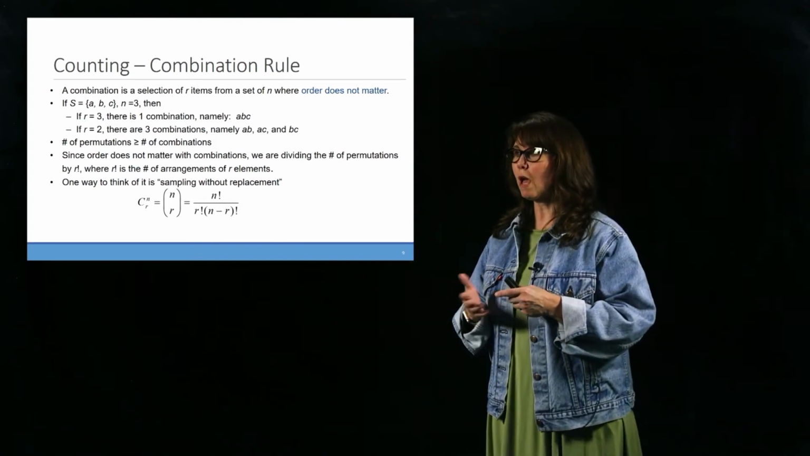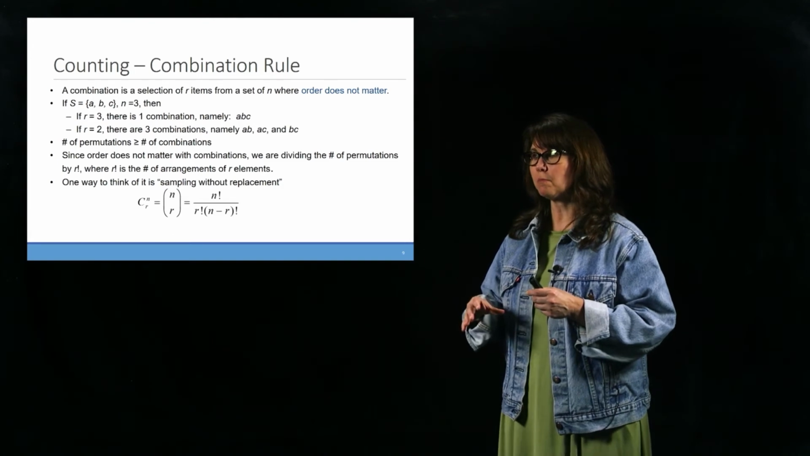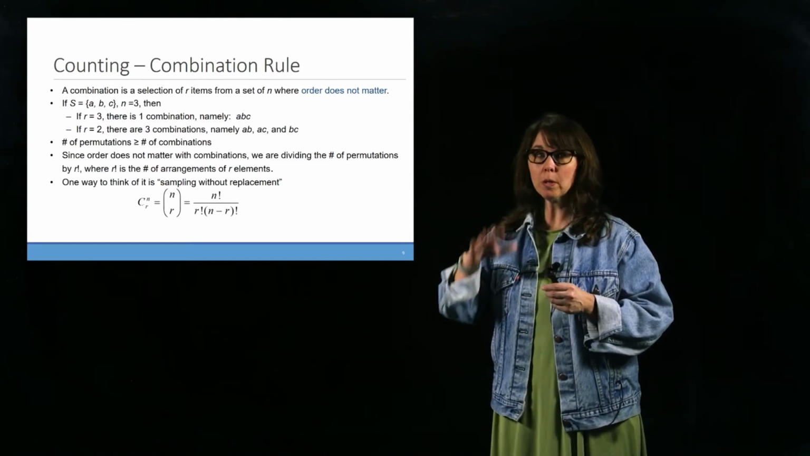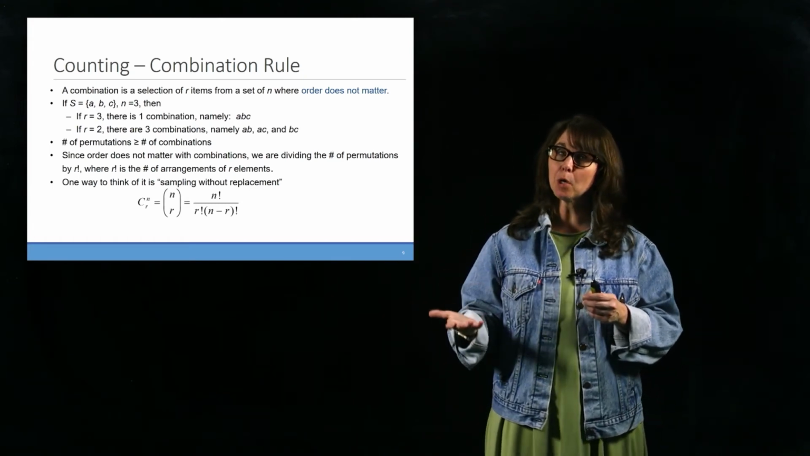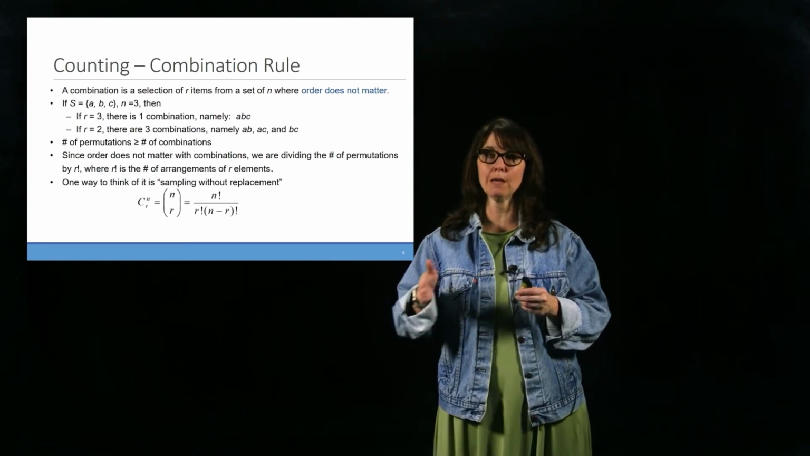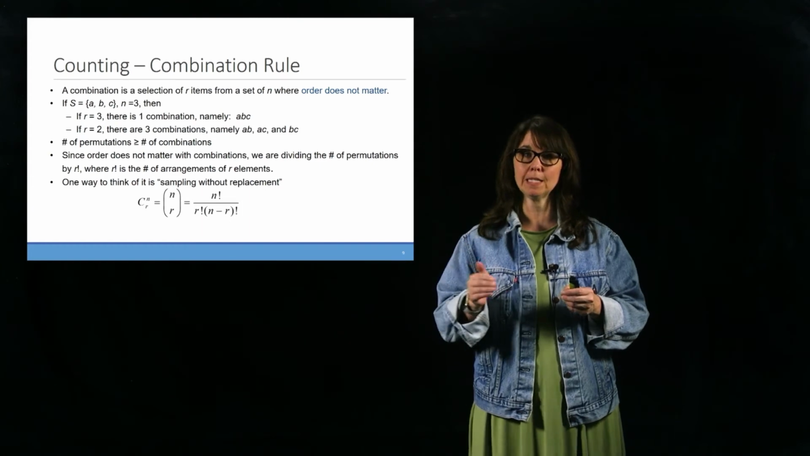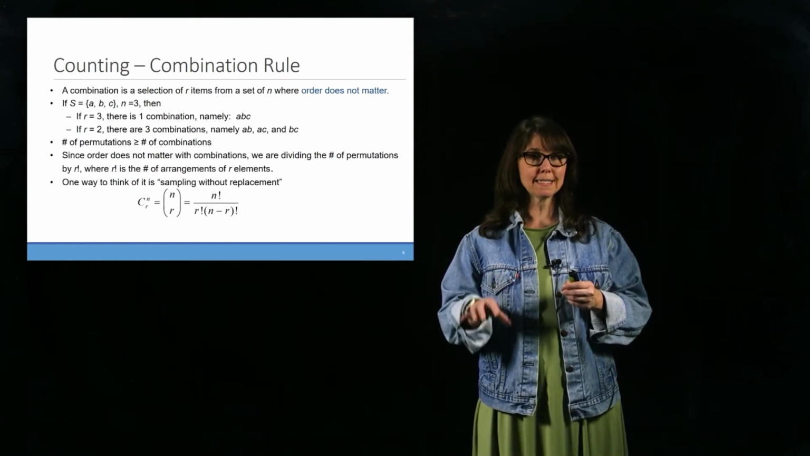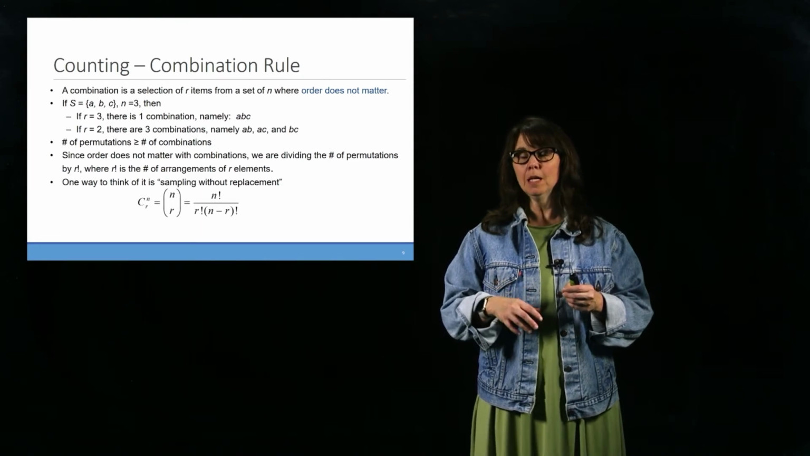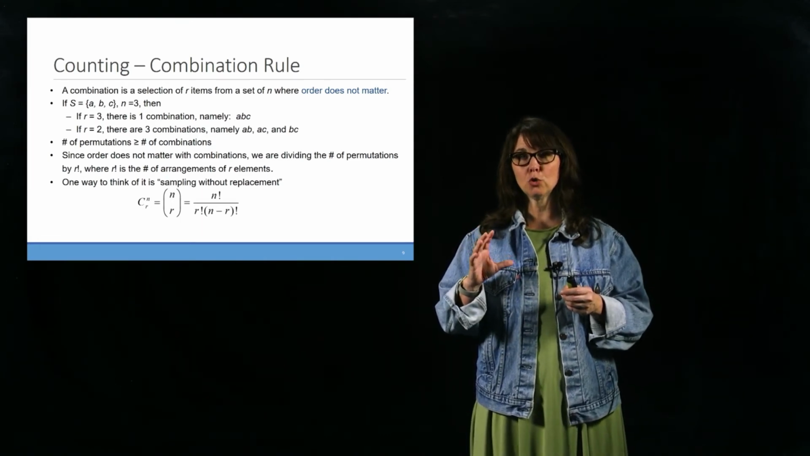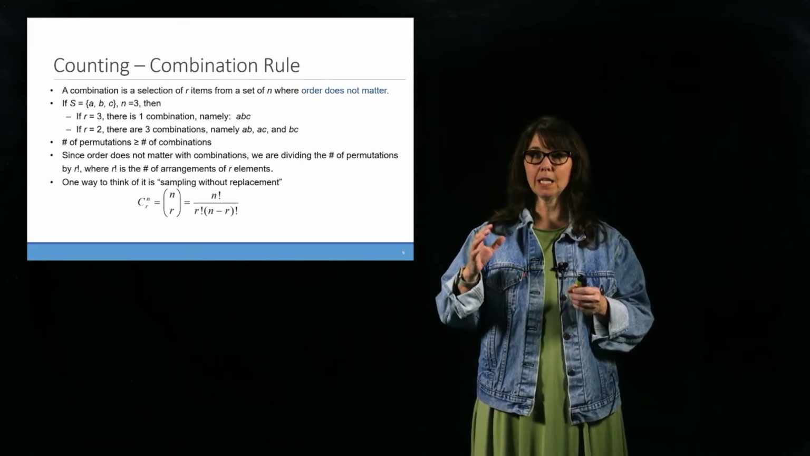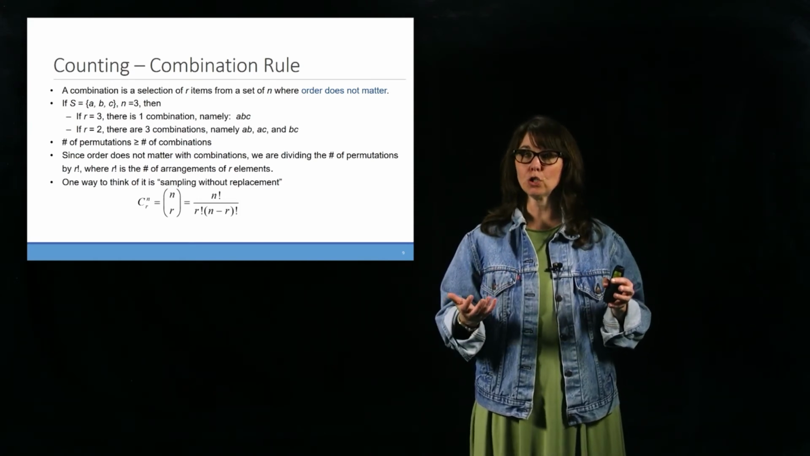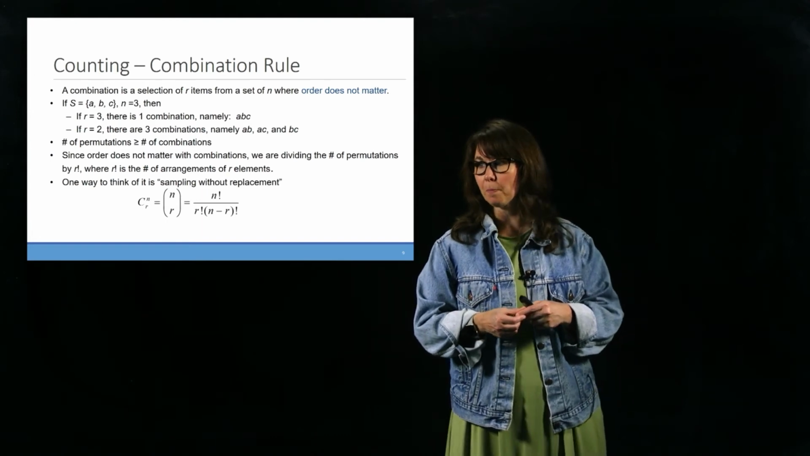So the combination rule. A combination is just a selection of R items from a set of N where order does not matter. So if you remember a minute ago, we were talking about permutations where order matters. So ABC is distinct from BCA. But with combinations, those two are not distinct. They're the same. So we want to account for that and basically divide out all of those possibilities that are actually identical to each other because order doesn't matter anymore.